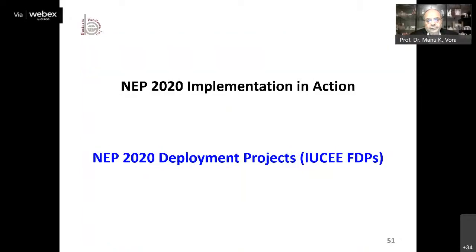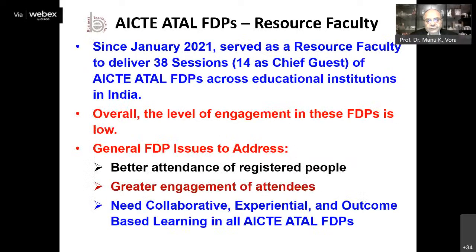So now we will talk a little bit about the 2020 deployment projects on IUC FDPs very briefly. So first, AICTE Atal FDP, 38th session, 14th as a chief guest. Overall, the level of engagement in these FDPs is quite low.